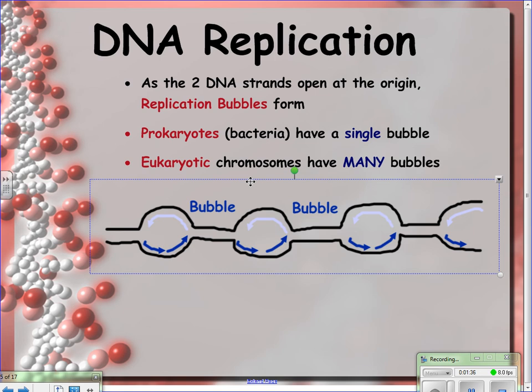And a replication bubble is different if we're a prokaryote. So prokaryotes have a single bubble, and eukaryotes have many. So this example here would be a eukaryotic chromosome because there are many replication bubbles. And that's a replication bubble there.